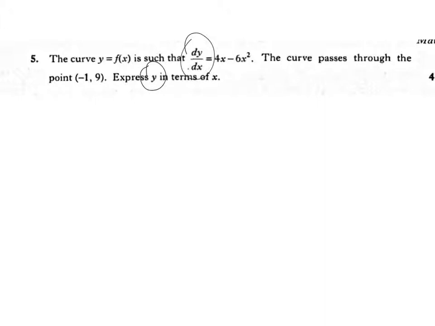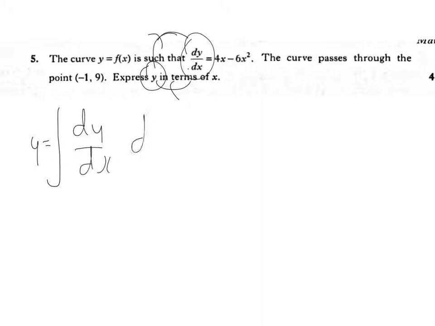Now, if you've got y and you're looking for dy by dx, that would be a differentiation question. So if you've got dy by dx and you want y, that's integration. So we're going to integrate. y will be equal to the integral of dy by dx. So that's the integral of 4x minus 6x squared.